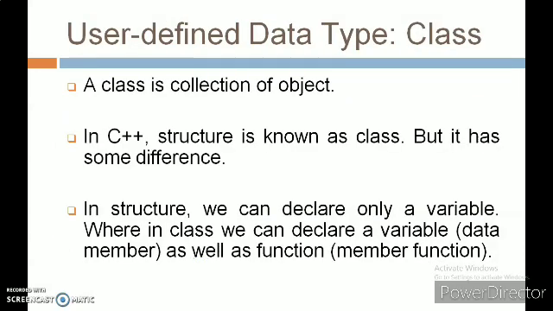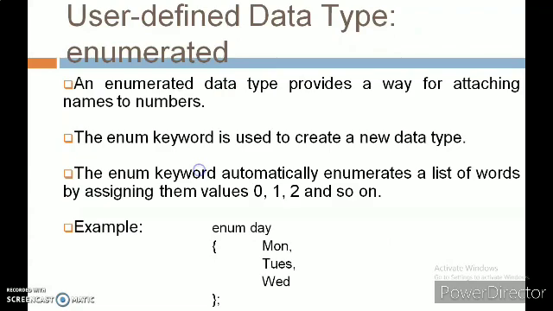Then the next user-defined data type is a class. As discussed in previous videos, class is a collection of objects. And in C++, structure is known as a class, but it has some difference. So what is the major difference between structure and class in C++? In structures we can declare only variables, whereas in classes we can declare a variable as well as function. That means we can have data member and member function both in classes.